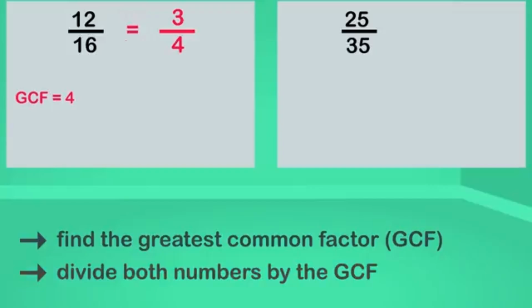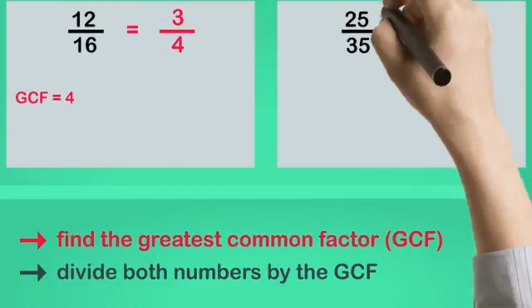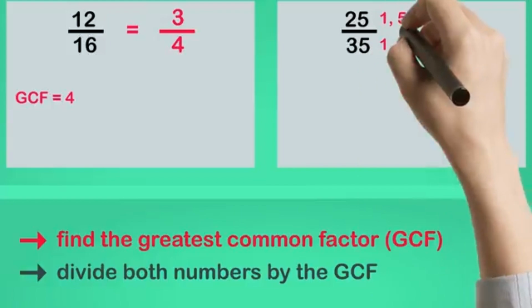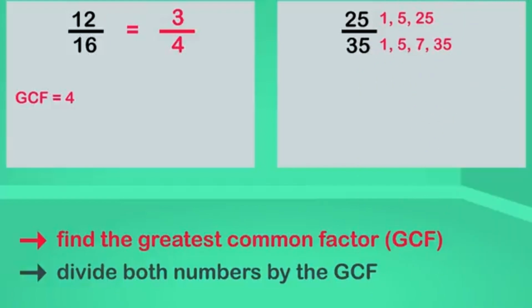Now let's simplify the second fraction, 25/35. Step 1. Find the greatest common factor. The factors of 25 are 1, 5, and 25. The factors of 35 are 1, 5, 7, and 35. 25 and 35 have these factors in common. 5 is the largest common factor.